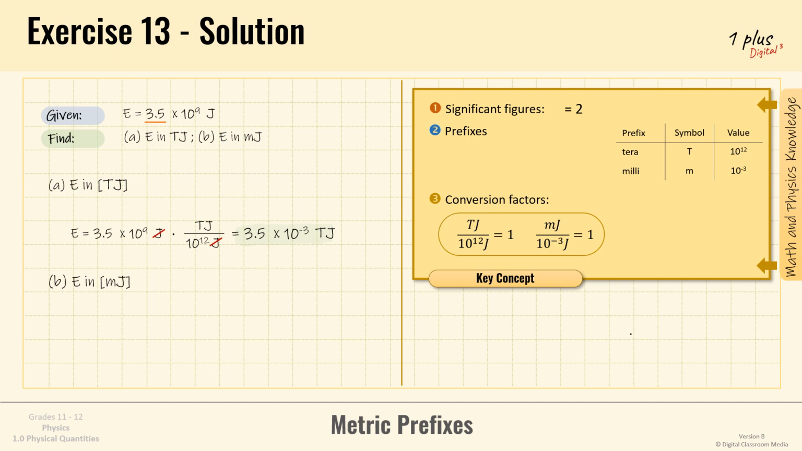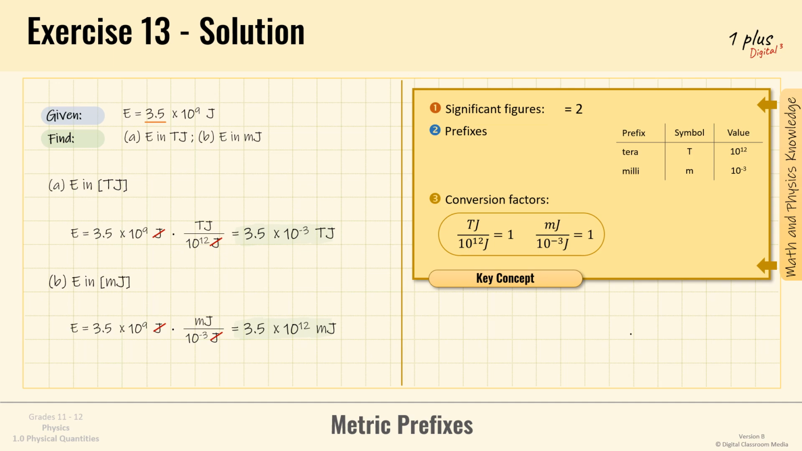Now we substitute the given value. We calculate 3.5 times 10 to the power of 9 joules multiplied by 1 millijoule divided by 10 to the power of minus 3 joules. Once again, the units of joules cancel out. For the powers of 10, we now obtain 10 to the power of 9 divided by 10 to the power of minus 3. When dividing powers with the same base, we subtract the exponents. 9 minus minus 3 equals 12. Therefore, the result is 3.5 times 10 to the power of 12 millijoules.